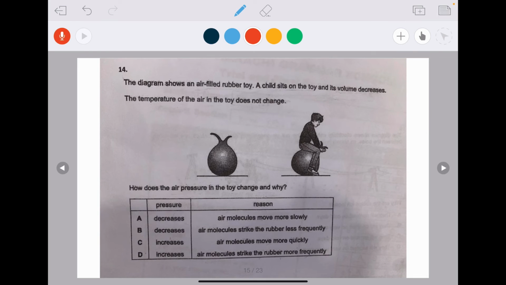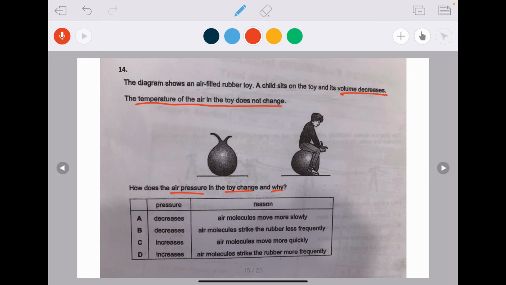Question 14 says that the diagram shows an air-filled rubber toy. A child sits on the toy and its volume decreases. The temperature of the air in the toy does not change. Temperature is constant, the volume decreases. You should already know that this means that the pressure will increase because of Boyle's law. How does the air pressure in the toy change and why?